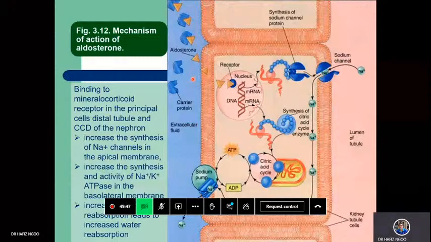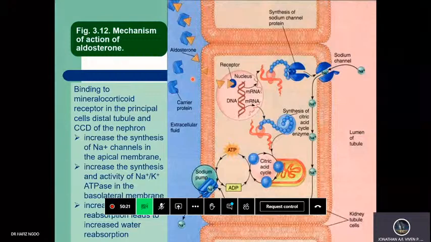Did I go too fast? Anyone? Yeah. A bit, doctor. Is it too fast? Yes, doctor. Is there any question you want to ask before I move on to cortisol or the problems of high or low aldosterone?